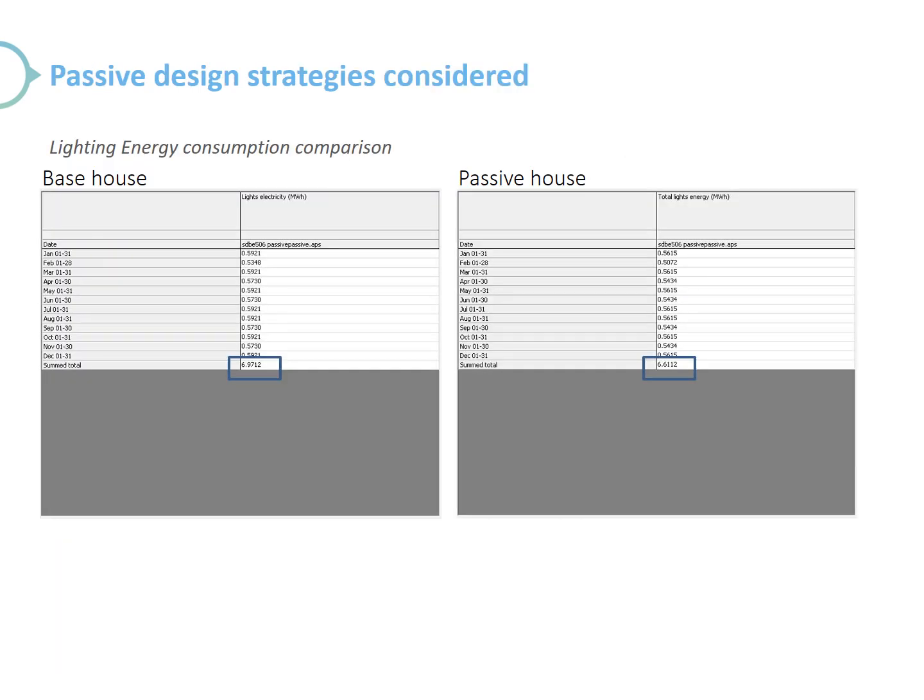Now reviewing the charts below, we can see that the energy consumption in the passive house for lighting has reduced from 6.9712 to 6.6112.